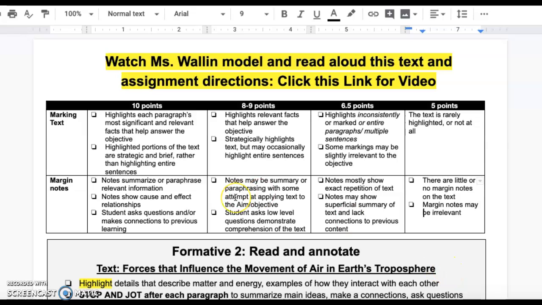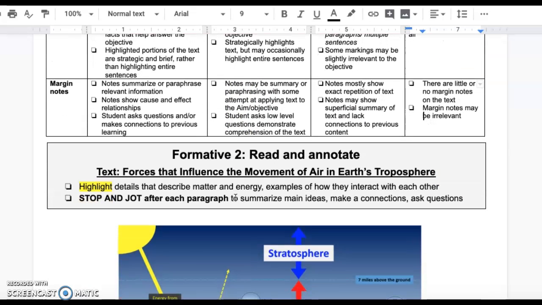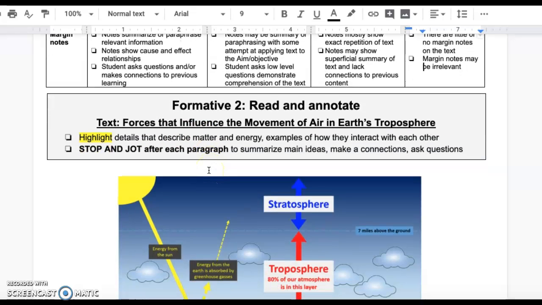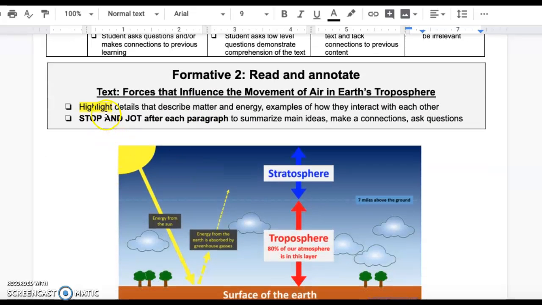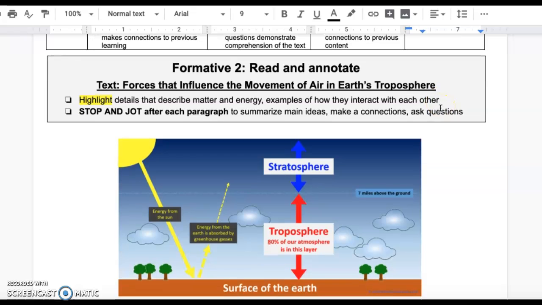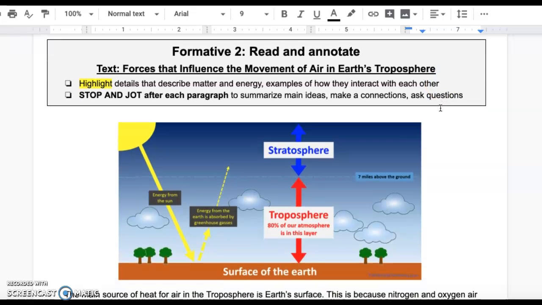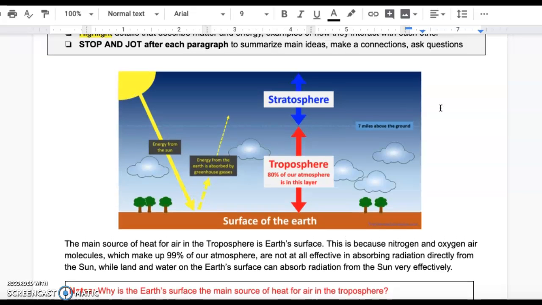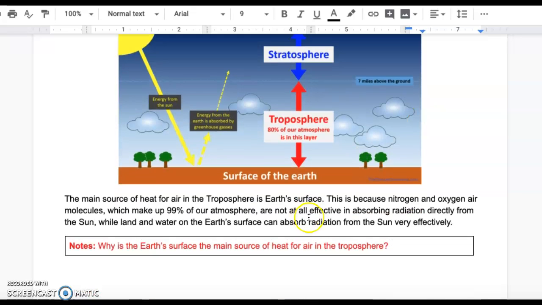All right, we're on formative 2, where you're reading and annotating the text, forces that influence the movement of air in Earth's troposphere. You're going to highlight details that describe matter and energy and examples of how they interact with each other. And then you're going to stop and jot to summarize main ideas, make connections, and ask questions after each paragraph. Those are the questions. That's just answering those questions here that I've guided you with.